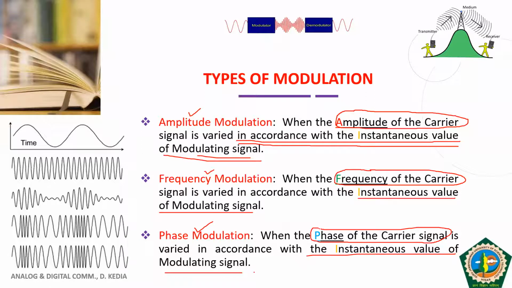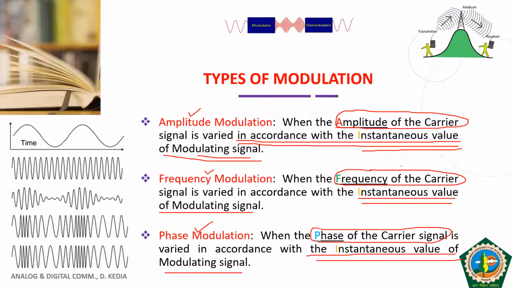So students, you look carefully in all these three definitions, one thing is common, that we are doing the variation in accordance with the instantaneous value of the modulating signal, whether it is amplitude modulation, frequency modulation, or phase modulation. The only difference is, in case of amplitude modulation, the amplitude of the carrier is varied. In case of frequency modulation, the frequency is varied. In case of phase modulation, the phase is varied. However, the variation takes place according to the instantaneous value of the modulating signal. And the instantaneous value of the modulating signal, I have already explained.